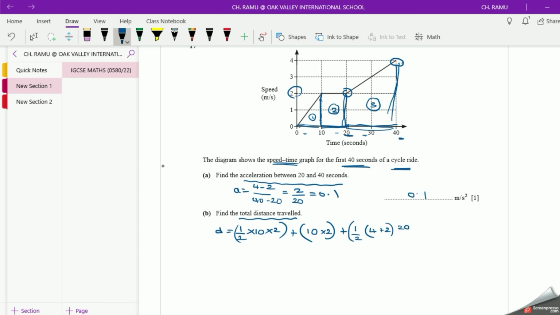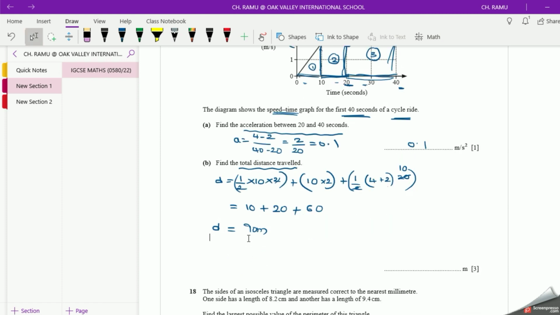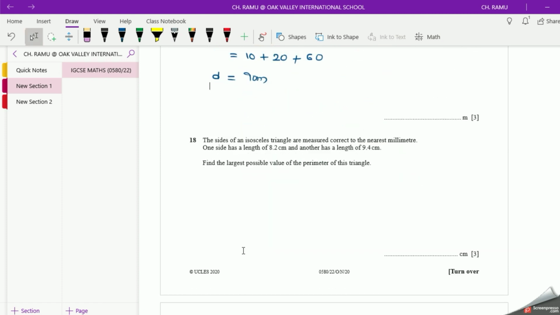Now we will do the simplification. 2 and 2 get cancelled, 10, 10 2s are 20, plus 4 plus 2 is 6, 6 into 10 is 60, that is 10 plus 20 is equal to 30, 30 plus 60 is equal to 90 meters. So the distance he covered is 90 meters.